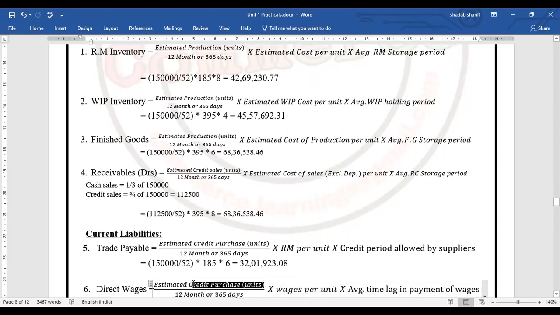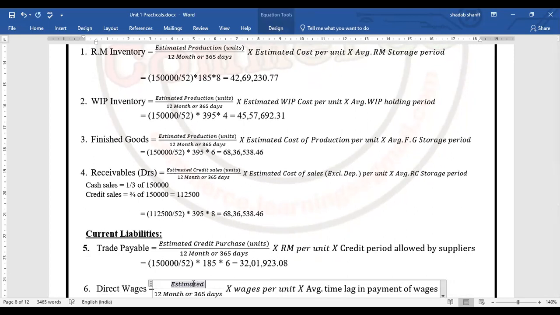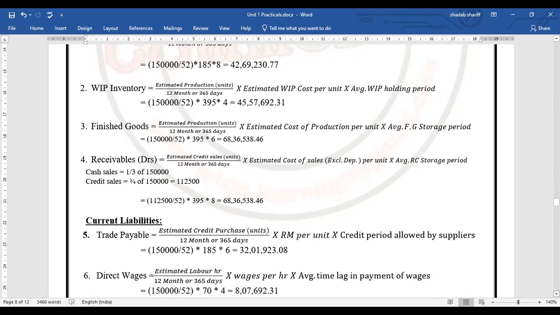Then direct wages, that is estimated credit purchase, or else for this one, if you want, you can also take this one as wages. So labor hour, estimated labor hour, per unit or else per hour, you can also consider this one per hour. Then average time lag in payment of wages. If you simplify, that is 1,50,000 divided by 52 weeks into wages per hour. This one is given as 70 in the cost sheet, first per unit they have given, that is 70 into 4 weeks they are providing time. They are taking 4 weeks to make payment to their workers.